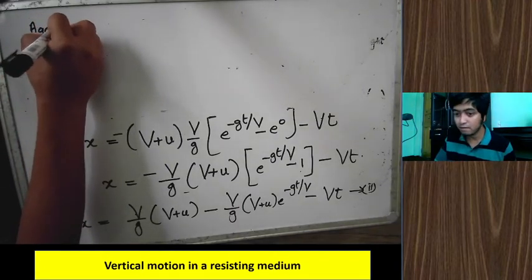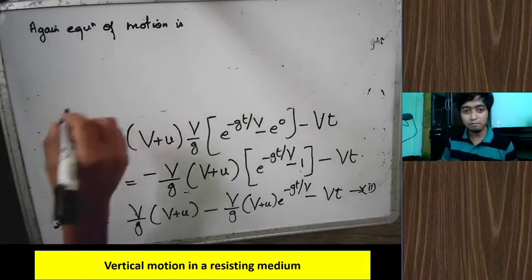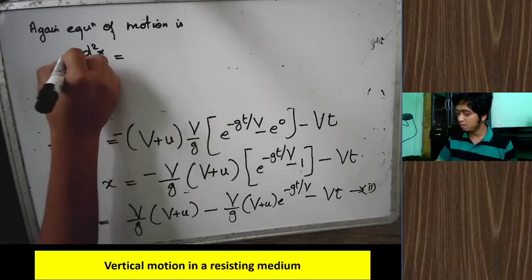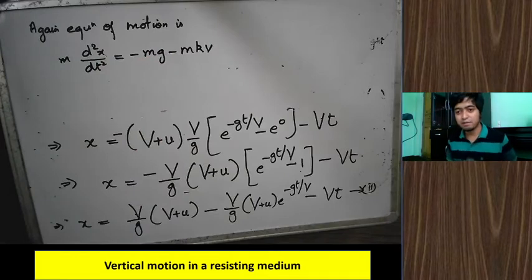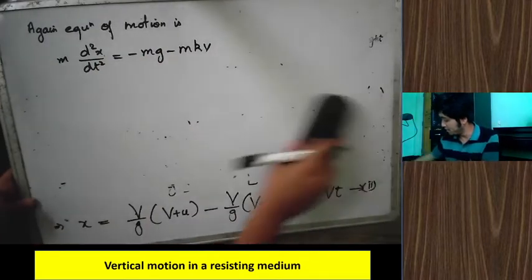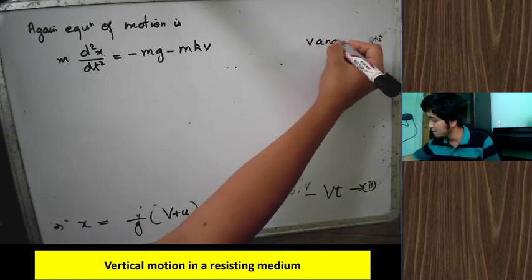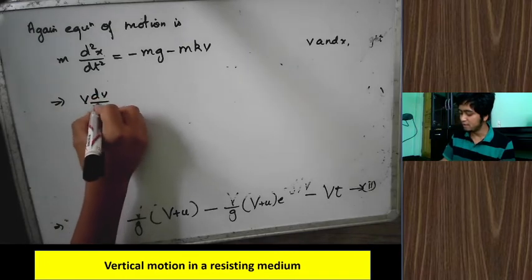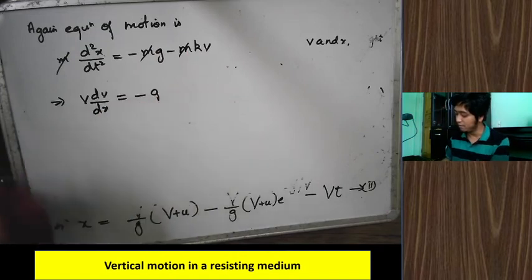Again, the equation of motion is d2x dt squared equals minus mg minus mkv. Okay, so this was the equation of motion that we had. Now, if you take a look at equation 3, it is a relation between small v and x. So instead of d2x dt squared, we will be using v dv dx. M will get cancelled, and g, it is again equal to kv.